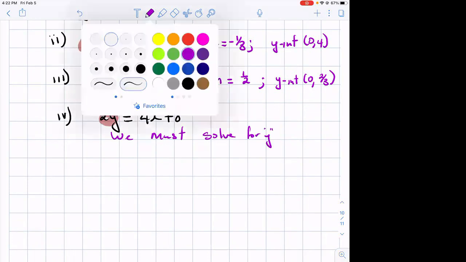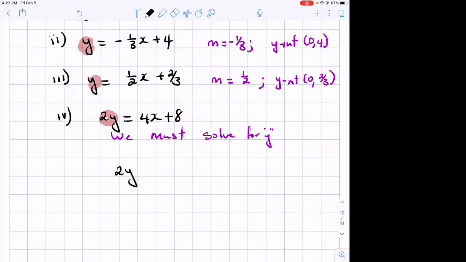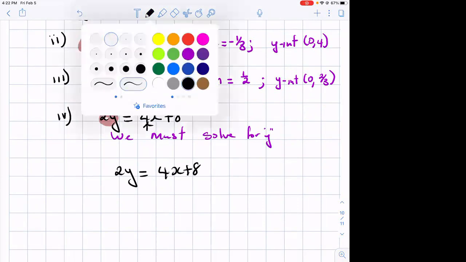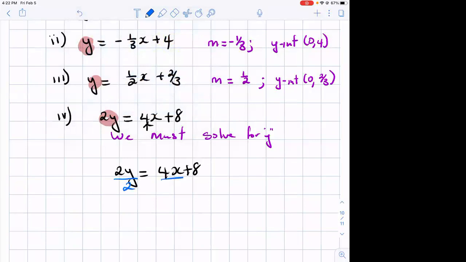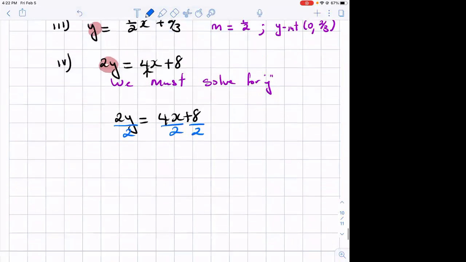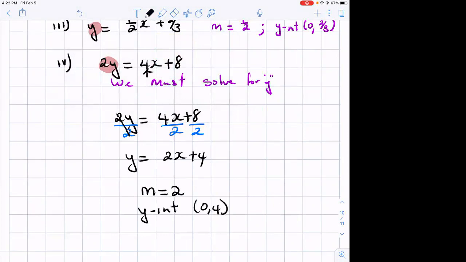Okay? So we have 2y is equal to 4x plus 8. So in this example, you cannot say the slope is 4. What you must do, you have to leave y by itself. So you'll divide each term by 2. And if we do this, we have y is equal to 2x plus 4. So now we have m is equal to 2, and the y-intercept is 0, 4. Okay? So you have to be careful.